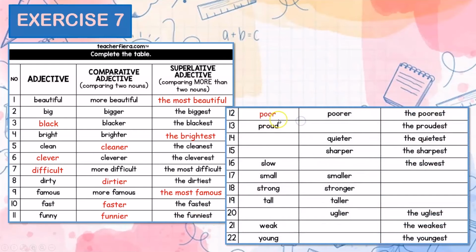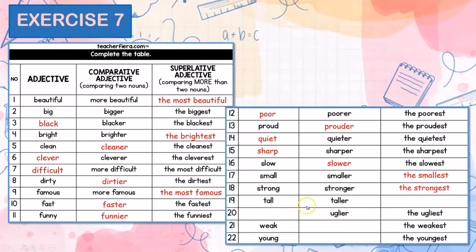Number 12 will be poor, poorer, the poorest. 13 will be proud, prouder, the proudest. 14 will be quiet, quieter, the quietest. 15 it will be sharp, sharper, the sharpest. 16 it will be slow, slower, and the slowest. 17 will be small, smaller, the smallest. 18 will be strong, stronger, the strongest.